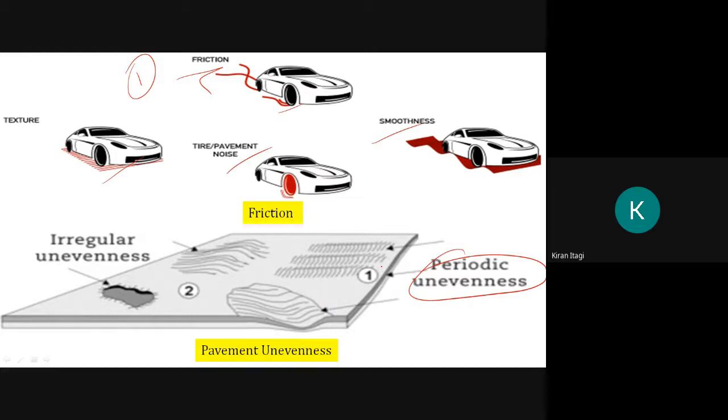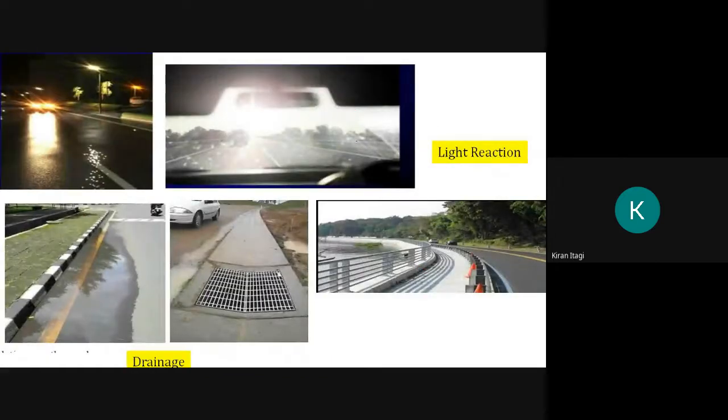Here you can see the periodic unevenness and irregular unevenness. These are what we call potholes, sorry, my bad. These types of unevenness should not be present on your pavement. And the second one was about the light reflection. Here we can see the sun is falling on the road and hitting back to your eyes, which leads to discomfort for the drivers.